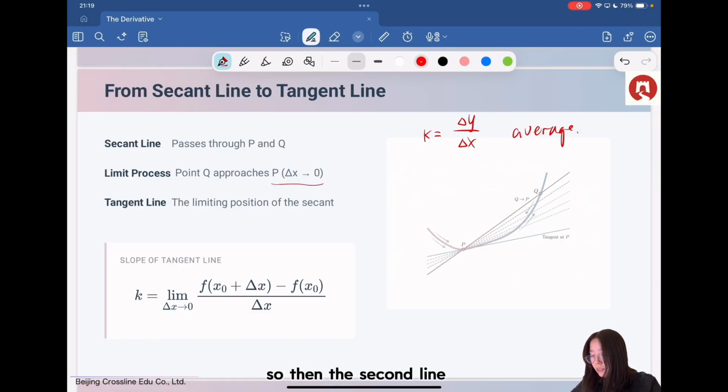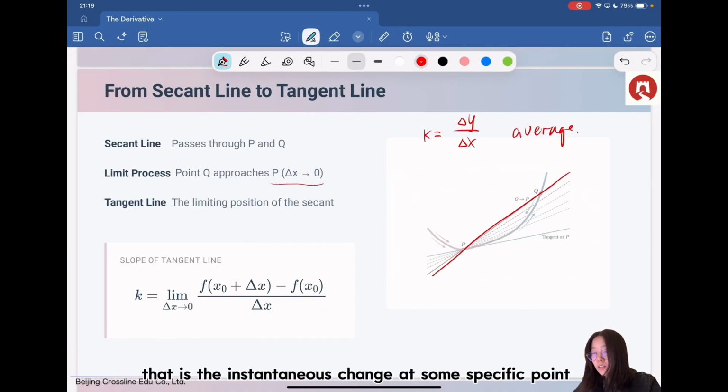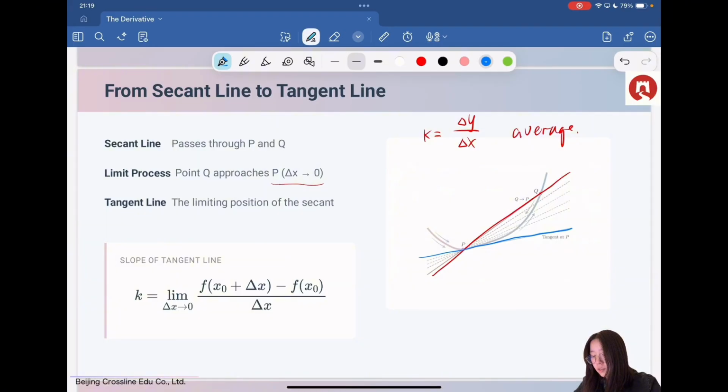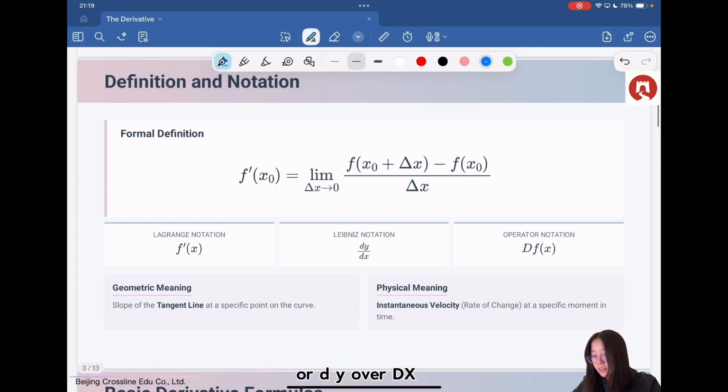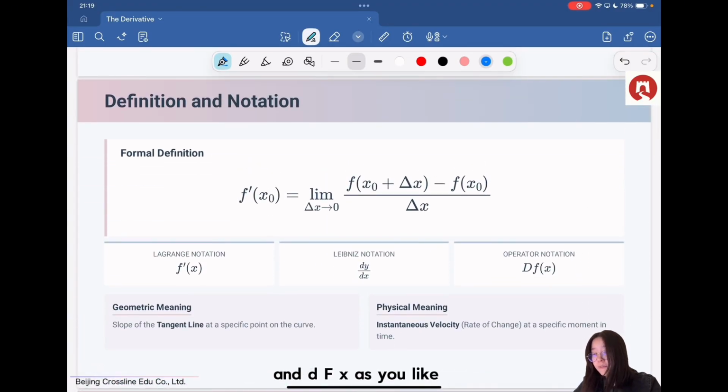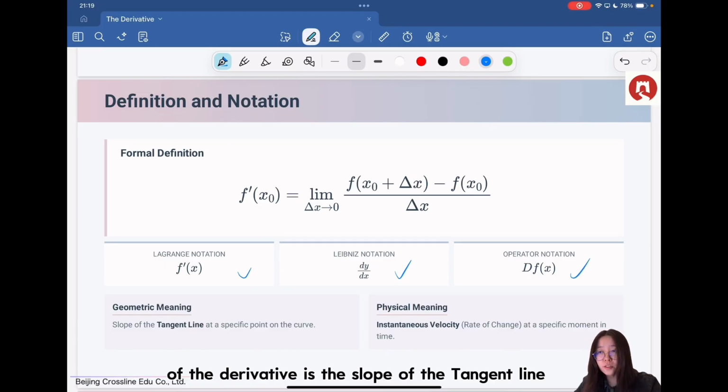So then the secant line, which is the average change from P to Q, will become a tangent line here at P. That is the instantaneous change at some specific point, but here it is at point P. And for the notation, we can write the derivative as f prime x, or dy over dx, and df(x) as you like, okay? So the geometric meaning of the derivative is the slope of the tangent line at the specific point on the curve.